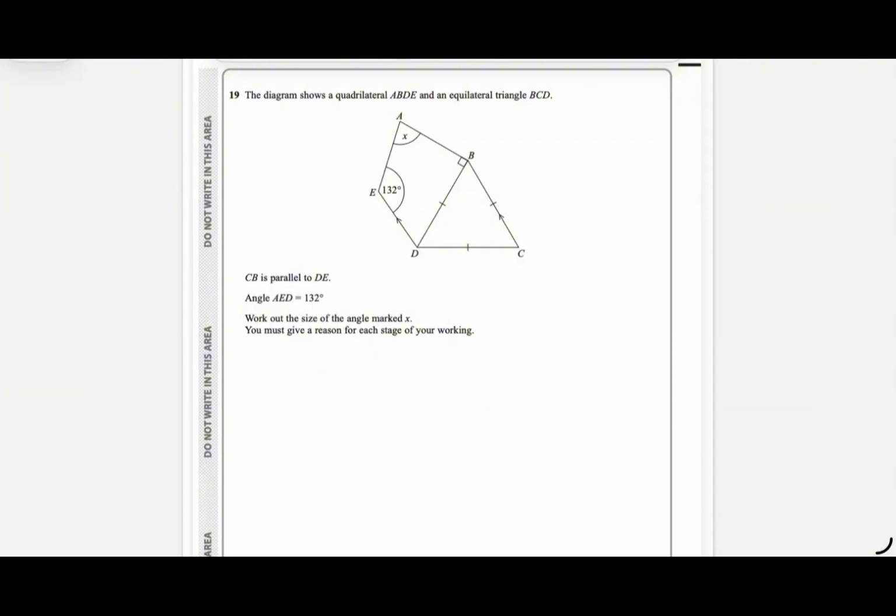So the first thing we want to recognize here is this equilateral triangle, and it will seem very irrelevant because what we're looking for is actually in the other shape. We're looking for X, which is over here. So the equilateral triangle will seem irrelevant, but it is not.